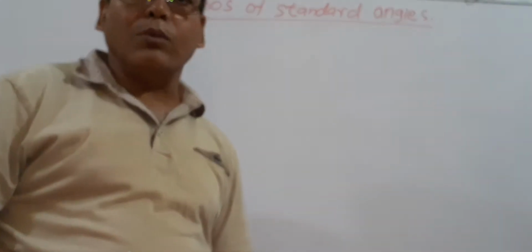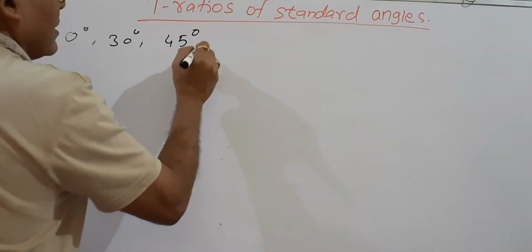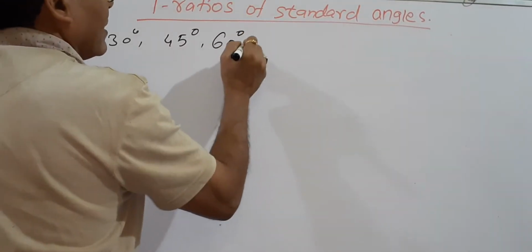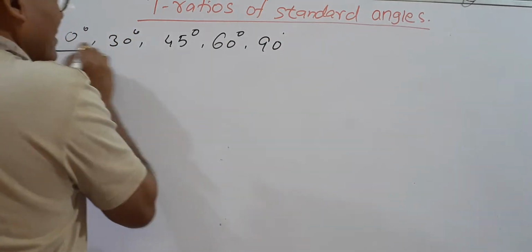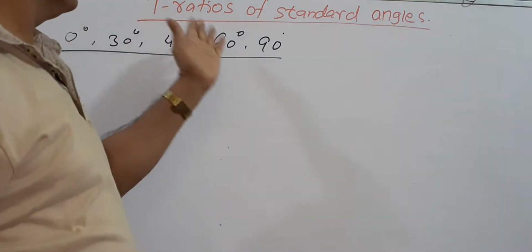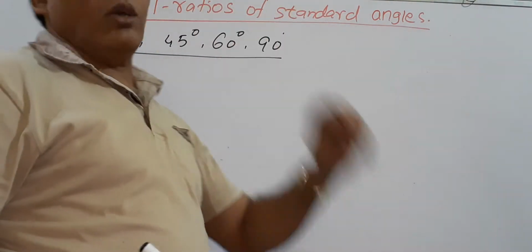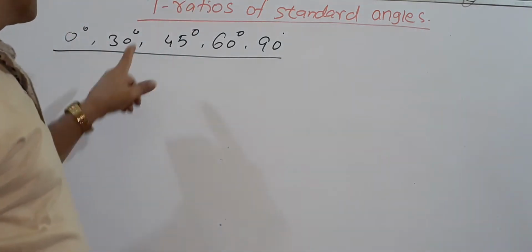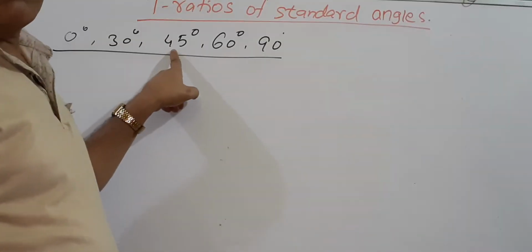Next, now we will learn how to find the T ratios of a standard angle. First you should know what the standard angles are. Standard angles are 0 degree, 30 degree, 45 degree, 60 degree, 90 degree. For these angles we should know the numerical values of T ratios. So first we will try to clarify 45 degree.